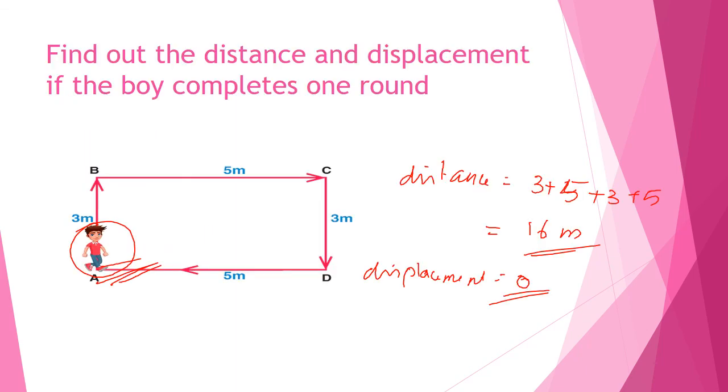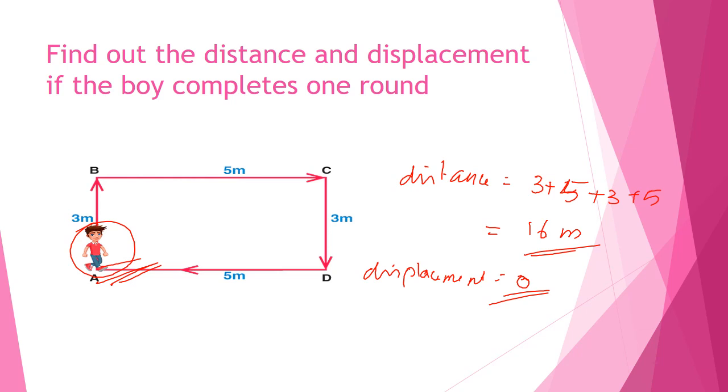Now I'm giving one question for you to work out. Find out the distance and displacement if the boy completes one route. So the boy is starting his journey from A to B, B to C, C to D, D to A. He is coming back to the same position. So what about the distance? Distance means total path. That is 3 plus 4, 5. Okay, 3 plus 5 plus 3 plus 5. What will be the distance? Yeah, 5 plus 5, 10. 10 plus 6, 16 meters.